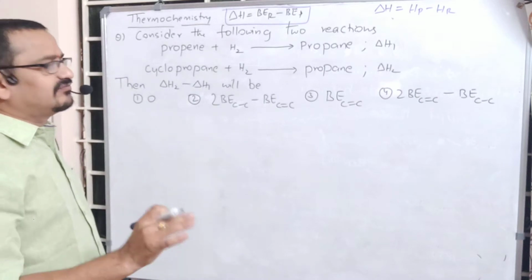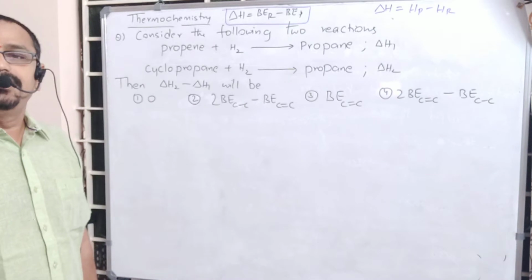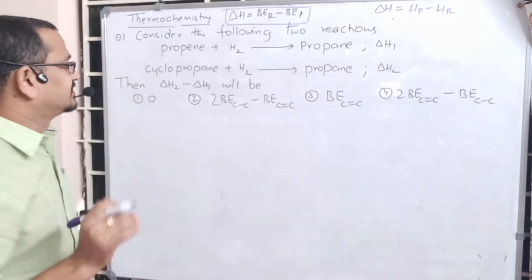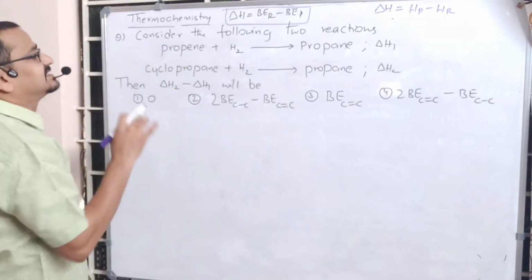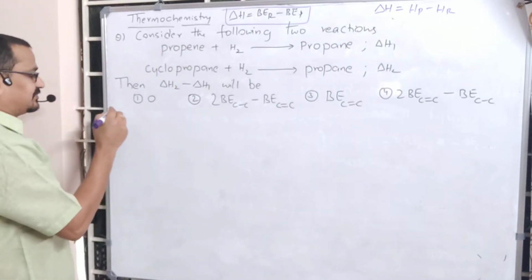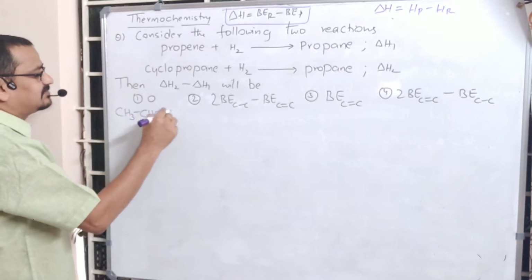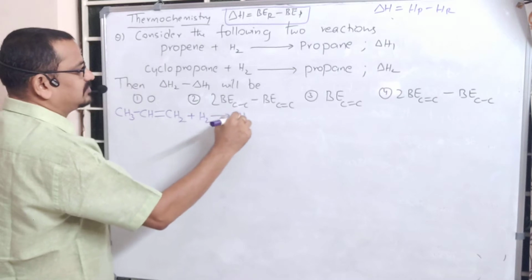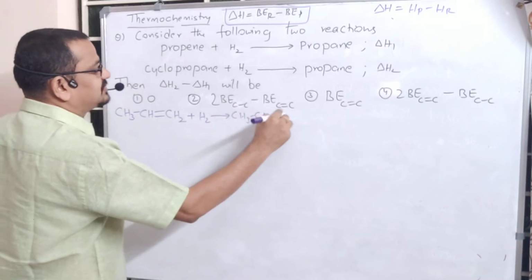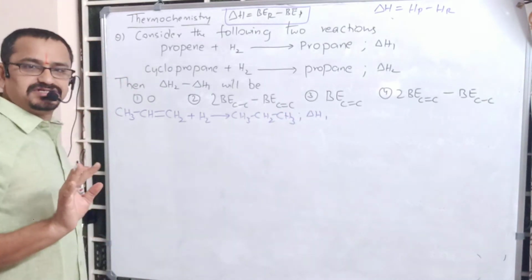Now this is one such model from thermochemistry. It's a very important model. We should be very careful in solving such a question. Don't be in a hurry. Okay. First of all, let us write the complete equation for this reduction reaction. Suppose propene, CH3-CH=CH2, plus H2 giving rise to CH3-CH2-CH3. For this, delta H1 is the enthalpy change given.